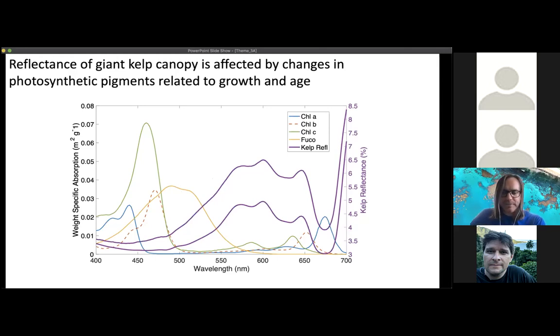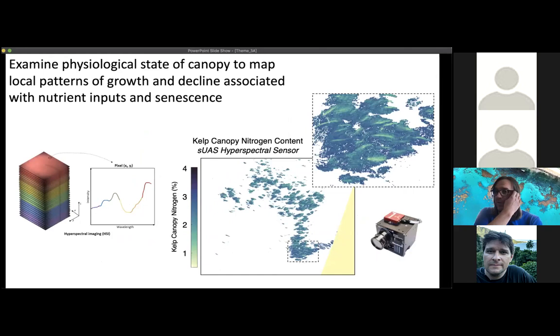talked about earlier. And we can use these changes in different pigments, or the absence of pigments like chlorophyll B, to our advantage to estimate physiological condition of the canopy with spectral imagery. We're able to do this using a long time series of blade reflectance measurements in the lab, as well as chlorophyll and nitrogen content measurements, to derive a spectral algorithm for nitrogen content of the canopy and apply that to our hyperspectral imagery.